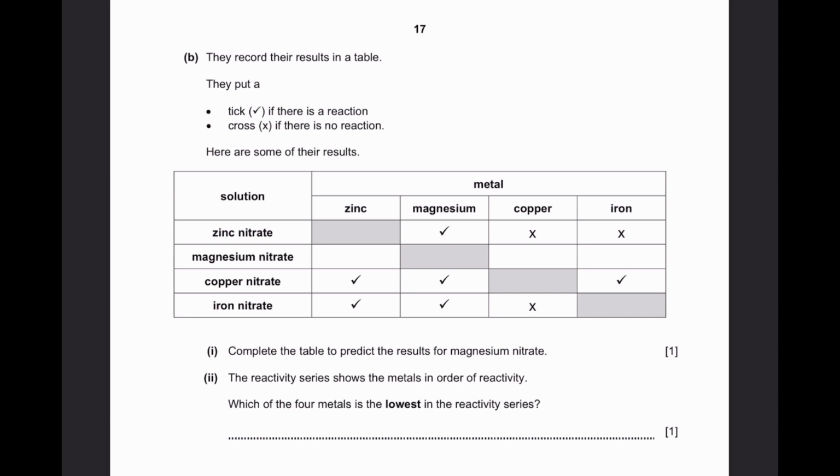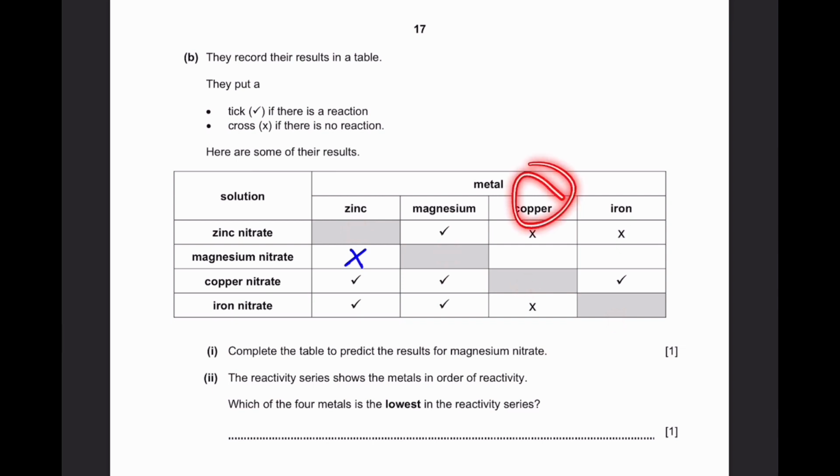B. They record the results in a table. They put a tick if there's a reaction, like this tick, and a cross if there's no reaction, like this. Here's some results. Number 1. Complete the table to predict the results for magnesium nitrate. So if we saw the table properly, we can say that magnesium is more reactive than zinc. That means zinc will not be able to react with magnesium nitrate. It won't be able to displace magnesium nitrate. Cross. Now we don't need to put anything here because magnesium and magnesium nitrate will obviously not react because they're the same metal and they have the same reactivity. Same for these three gray boxes here.